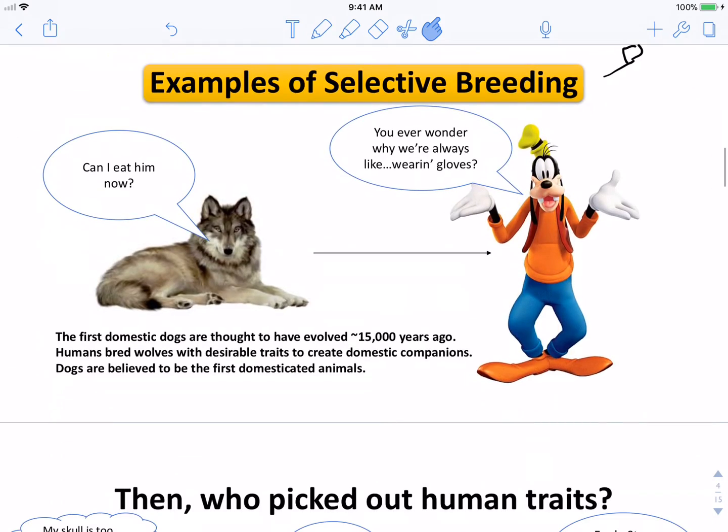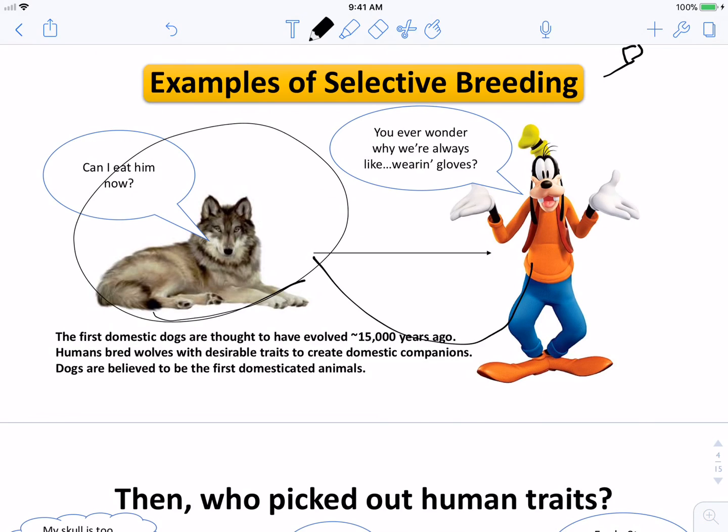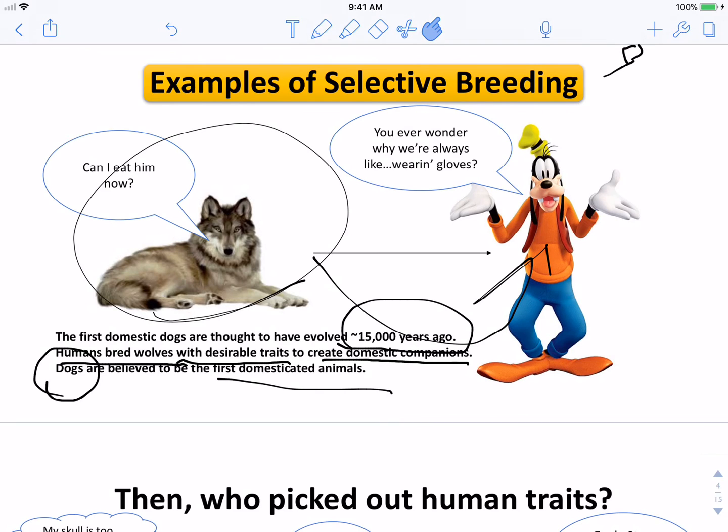So again, that is artificial selection. Again, we have the domestication of wolves into dogs. And this happened over about 15,000 years. So like I said yesterday, an early tribe of humans bred a pack of wolves with desirable traits. And we were able to have a partnership where we could feed them and protect them, and they could protect us as well. And so we eventually created domestic companions, or good pets, and those are now dogs. It's widely believed that dogs are the first domesticated animals.